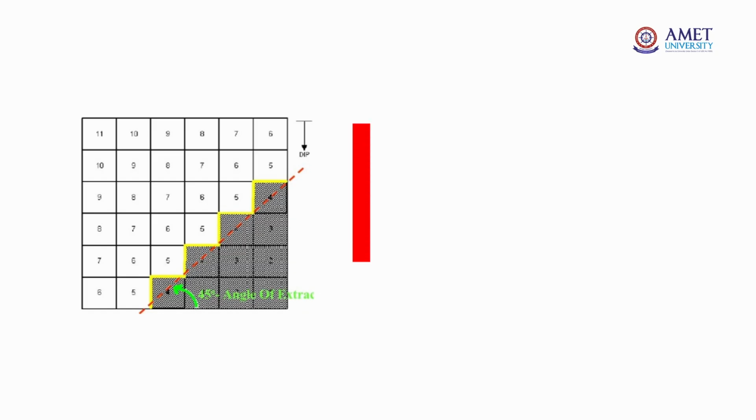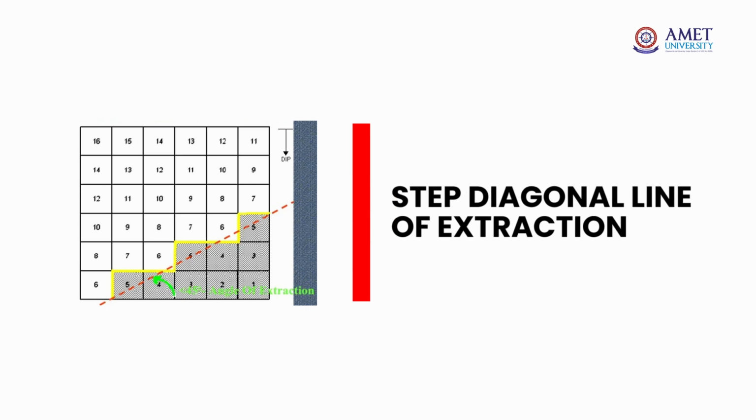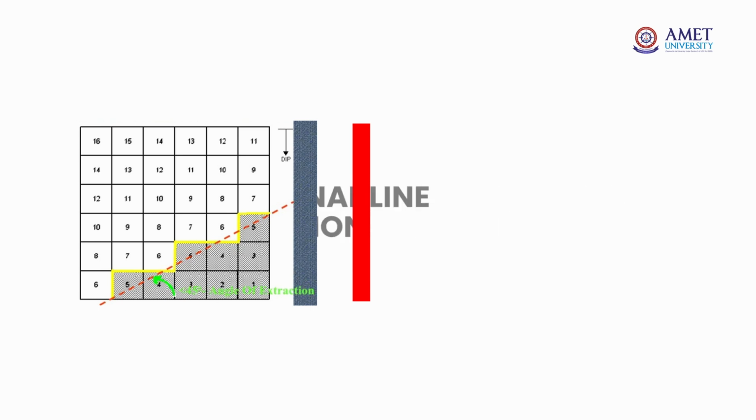For example, diagonal extraction of the pillar: we can extract the pillar from 1, 2, 2, 3, 3, 4. In that manner, we can extract the pillars diagrammatically in the diagonal way of extraction. Next, the step diagonal line of extraction. In the step diagonal line of extraction, we extract the pillars in 1, 2, 3, like that, extracting the pillars in each one.